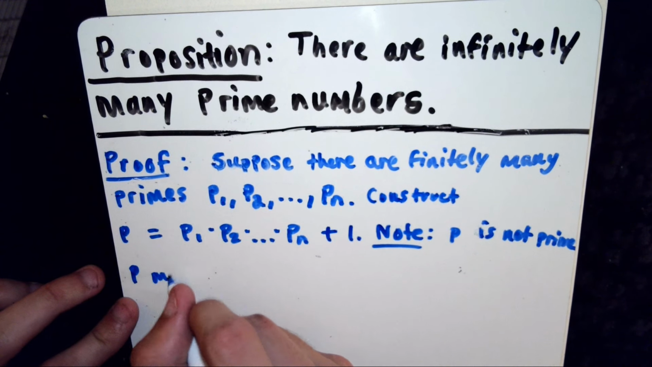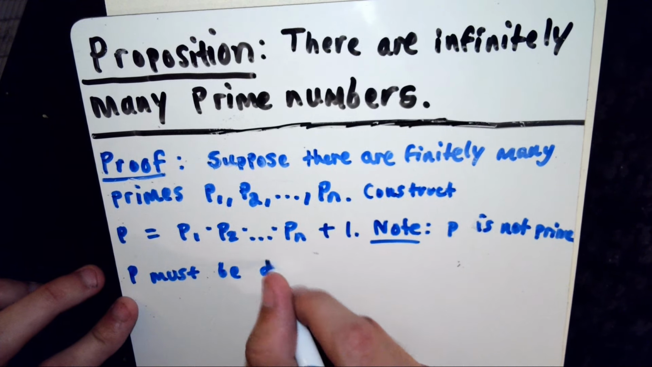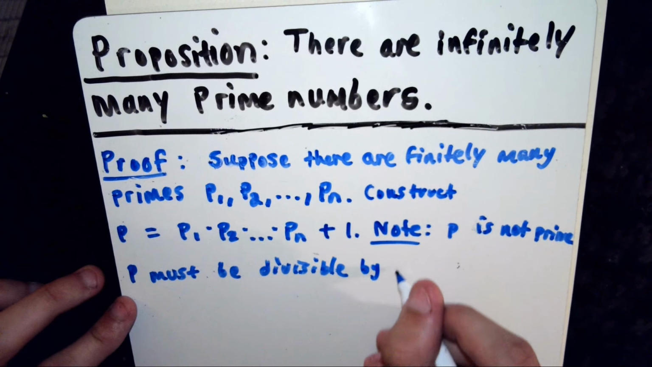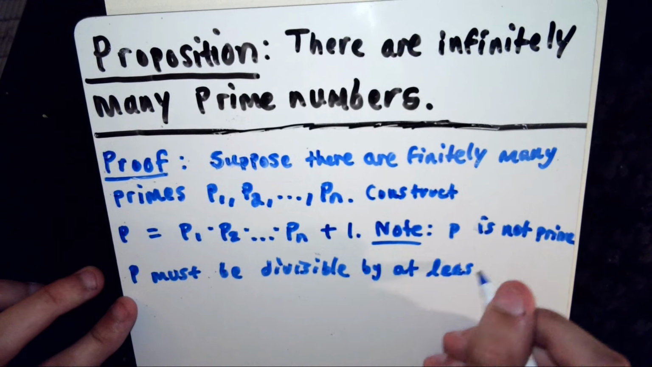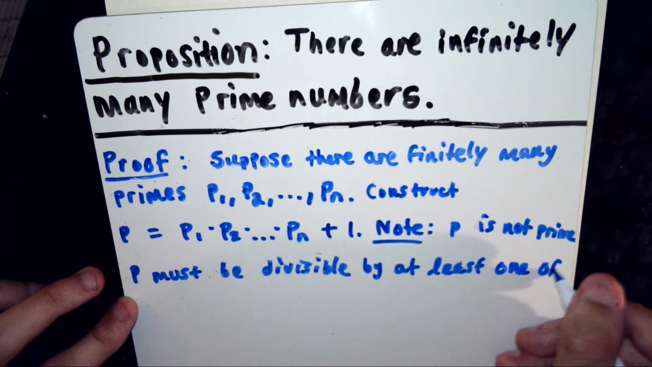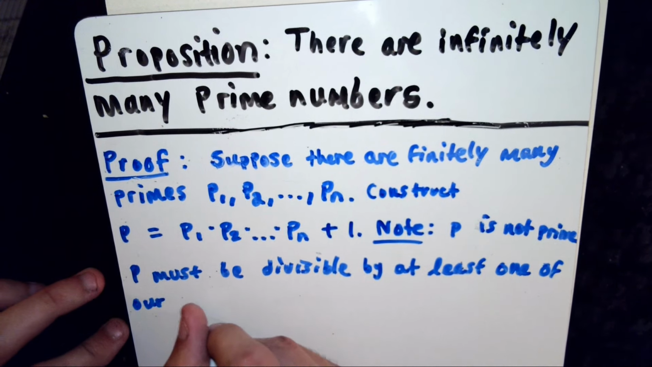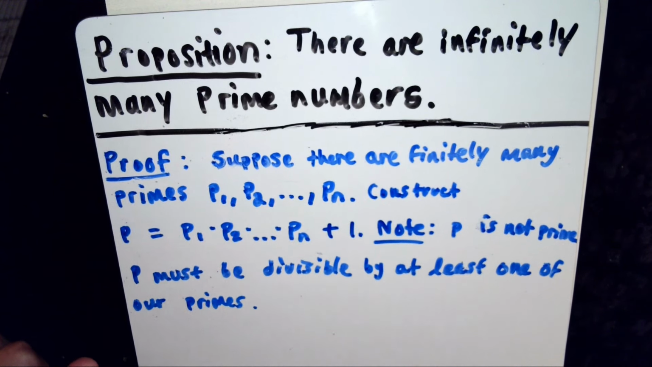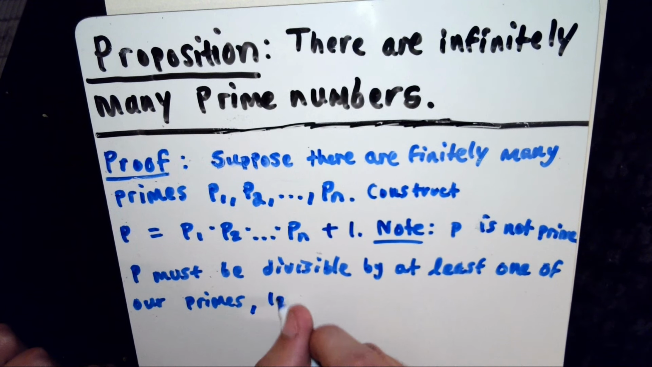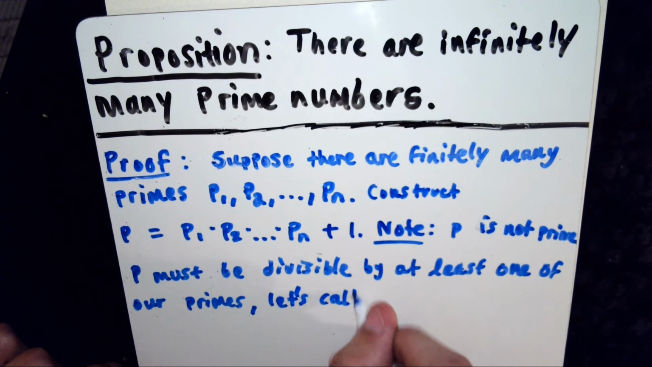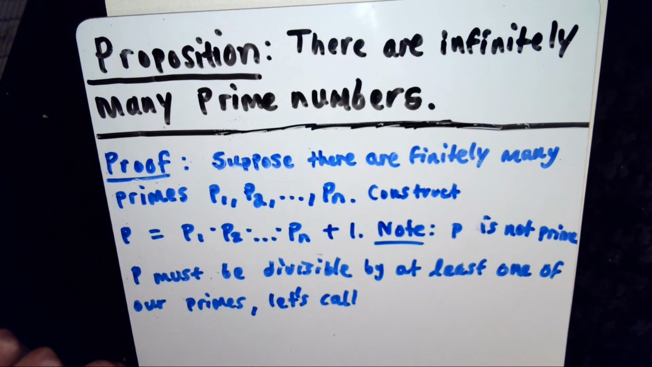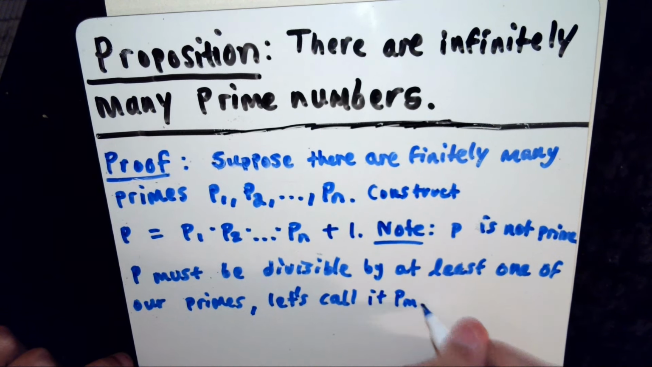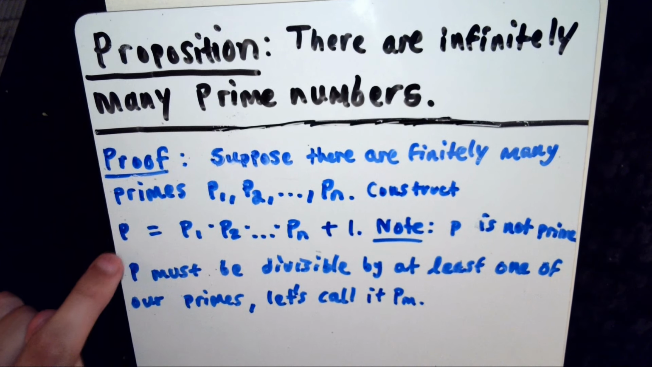So since P is composite, P must be divisible by at least one of our finite list of primes. So let's call one of these primes that divides P, P sub m. So P sub m divides P.